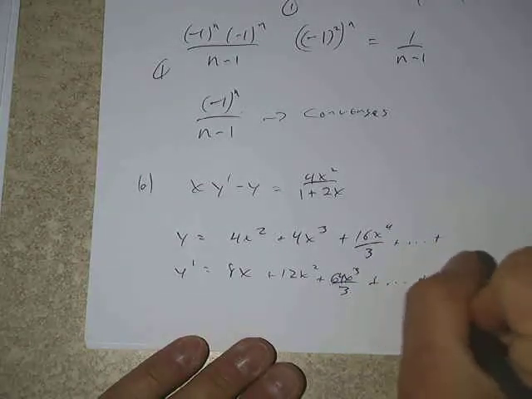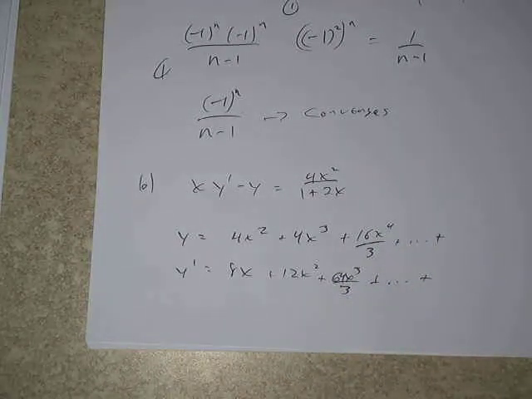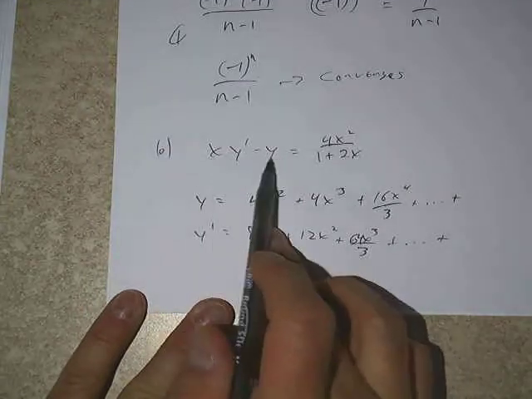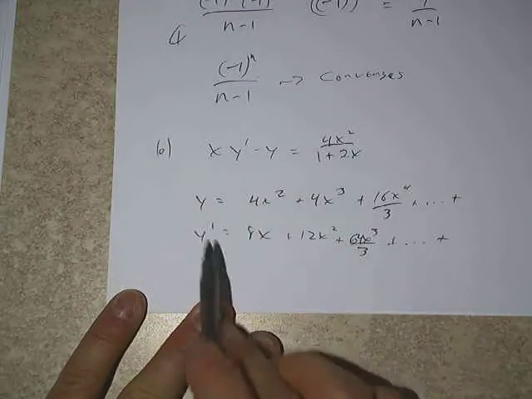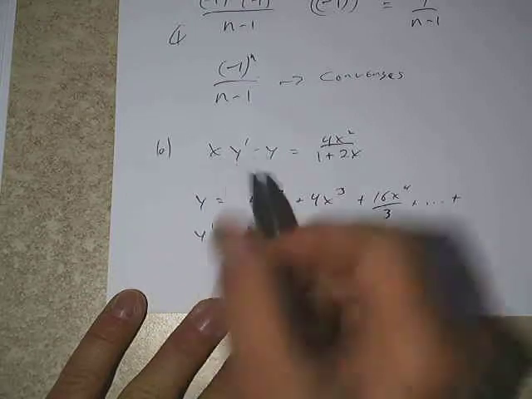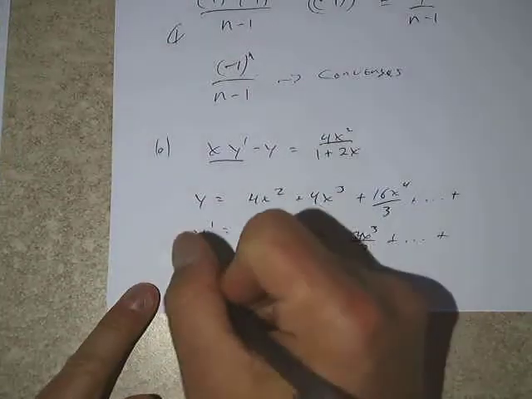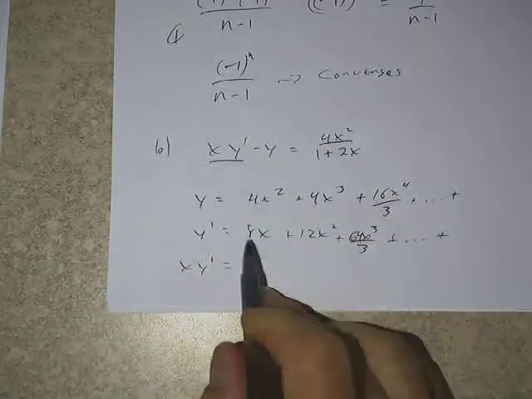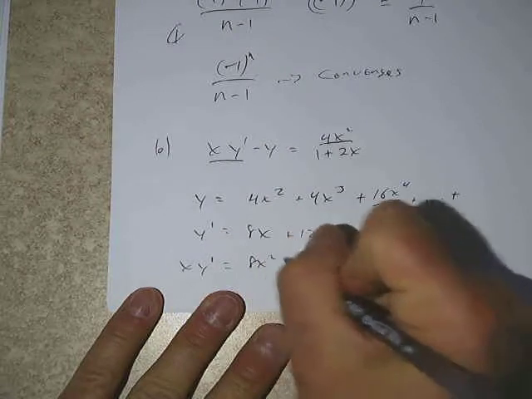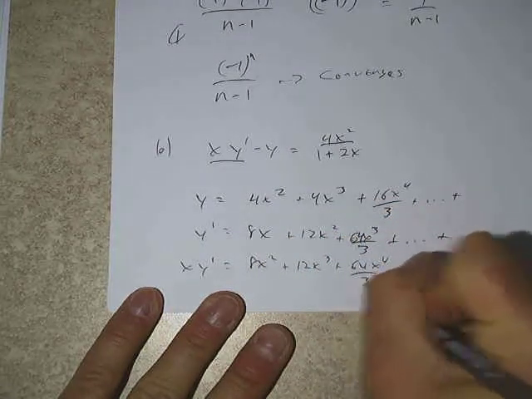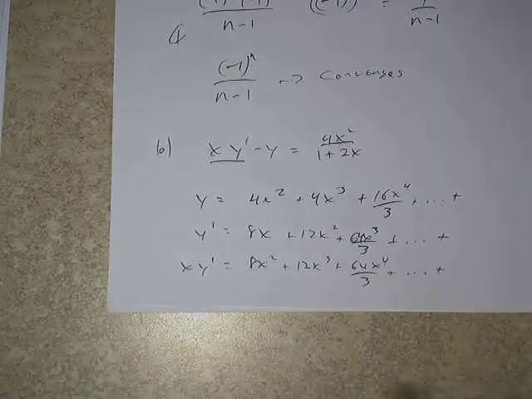So ultimately, recognizing that that is y. And remember, that's part of our expression here. That's this part. What else do we need in our expression? We need a y prime. So y prime is going to be the derivative of this. So we could write 8x here. We could write 12x squared here. We could write 64x cubed over 3 here. And again, continue that for however many terms we want to show. But ultimately, that right there is the derivative.